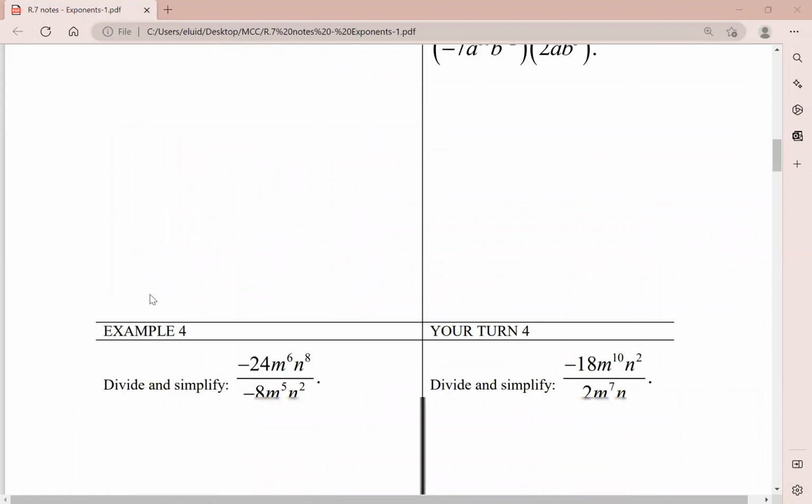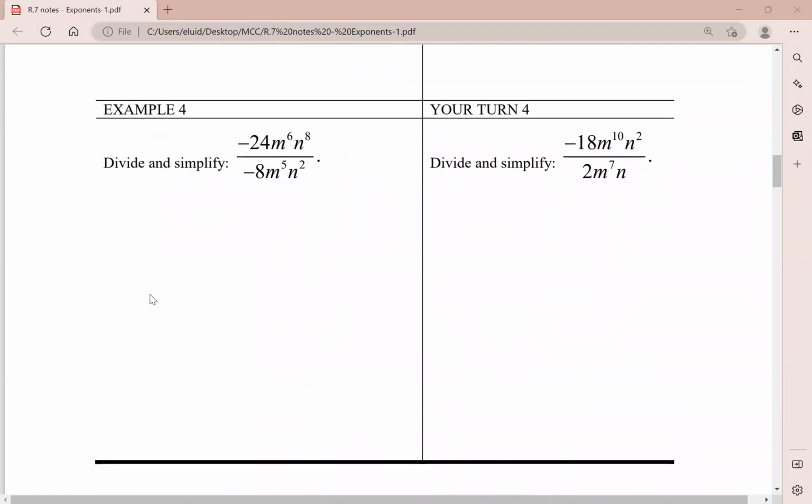Okay, so let's see a dividing example. So it looks like a fraction, negative 24 m to the 6th n to the 8th over negative 8 m to the 5th n squared. Again, think of it kind of like 3 separate division problems or reducing problems. Let's start by dividing negative 24 divided by negative 8. That's positive 3. Then next, let's deal with the powers of m. Remember, we're subtracting exponents. 6 minus 5 would be 1. So I'm going to write m to the 1, or really I can just write m. And then finally, the n's, n to the 8 divided by n squared. I'm subtracting 8 minus 2, which is 6.